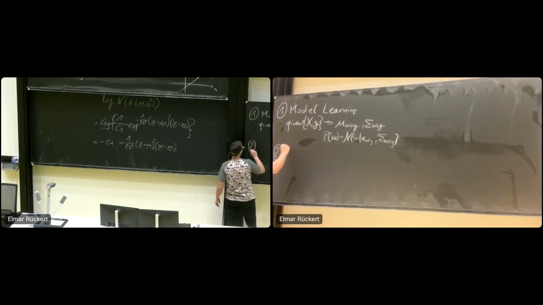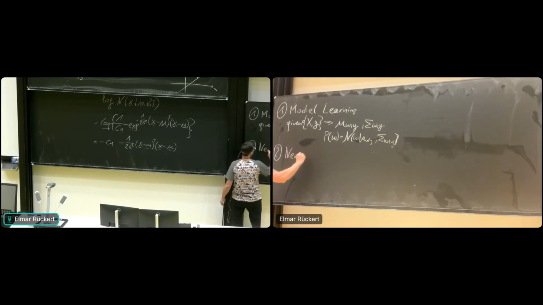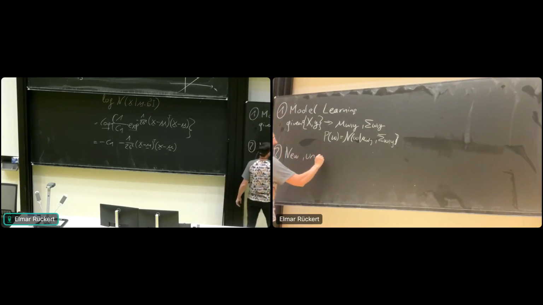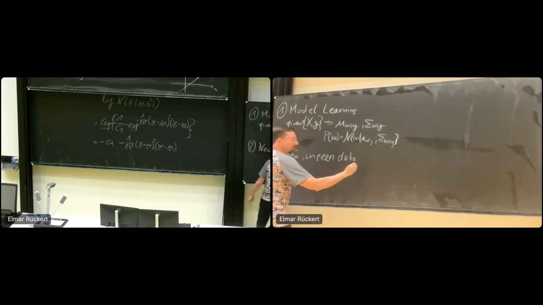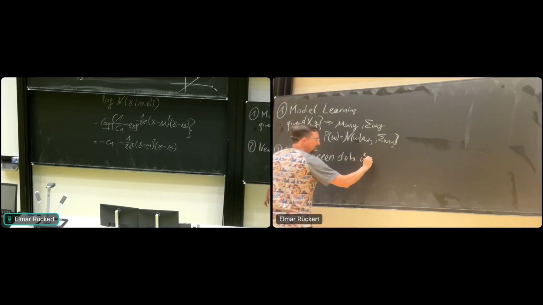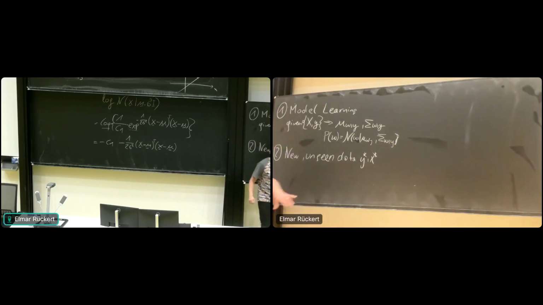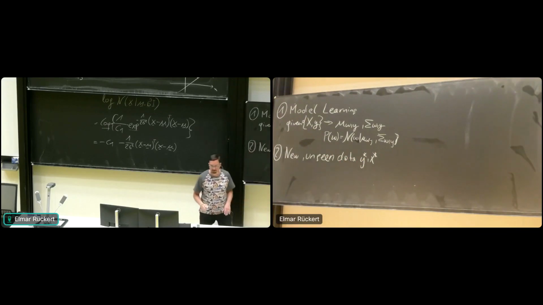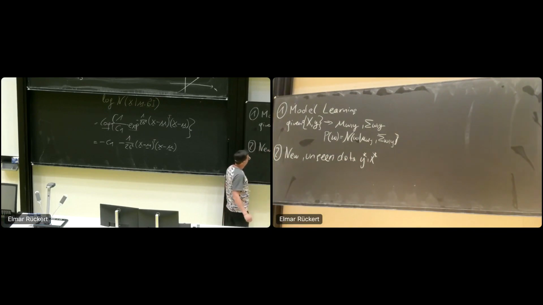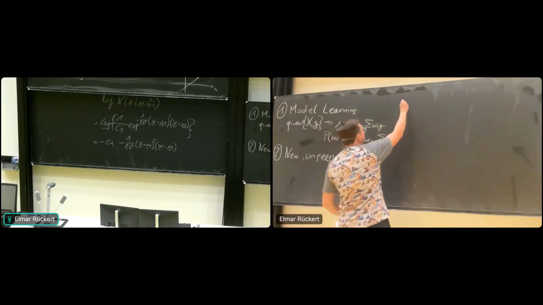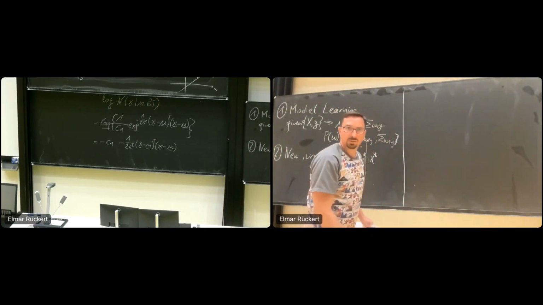Part two is testing the model on new, unseen data, typically denoted by Y star and some X star. X could be a matrix, Y could be a vector. Let's keep it simple. But we have new data. So how do we do that?